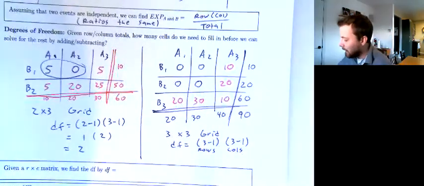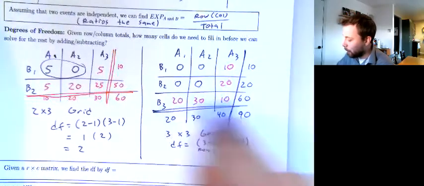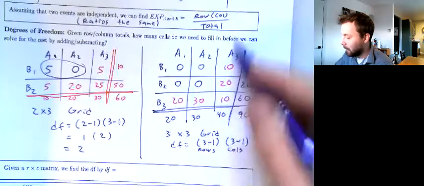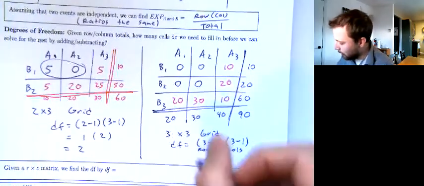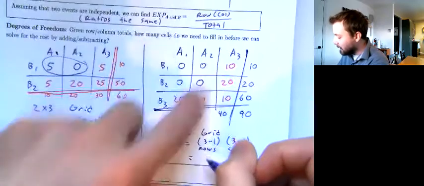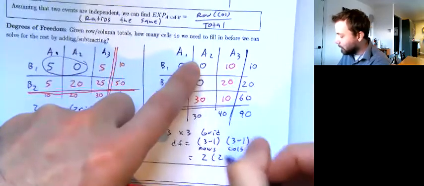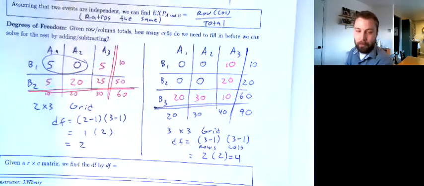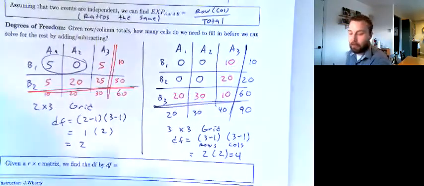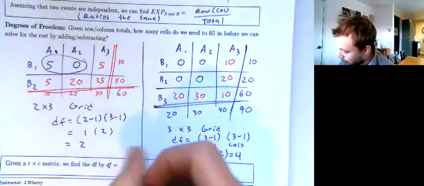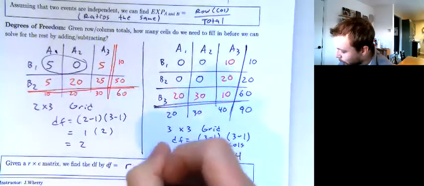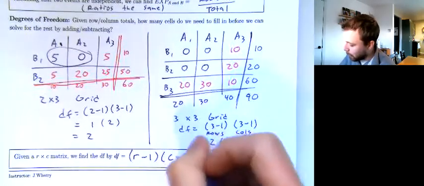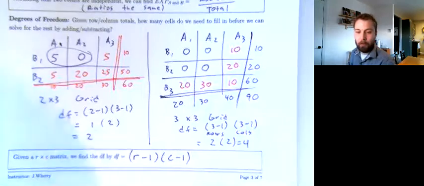I want you to notice that I needed everything except for this bottom row and this outside column. So I had to know this inside 2 by 2 grid. I needed to know 4 things. In general, it's going to work like this, where I need to know all of the rows but 1 and all of the columns but 1.